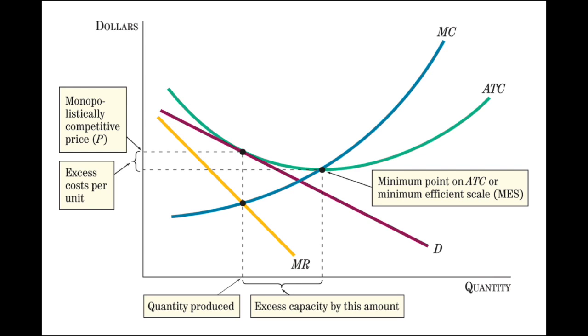As stated earlier, the monopolistically competitive firm earns zero profits in the long run. This is illustrated with the long-run average total cost tangent to the demand curve at the profit maximizing quantity. In this figure, excess cost is shown as the distance between the monopolistically competitive price and the minimum of the average total cost. Excess capacity is shown as the distance between the monopolistically competitive quantity produced and the quantity consistent with the minimum efficient scale.